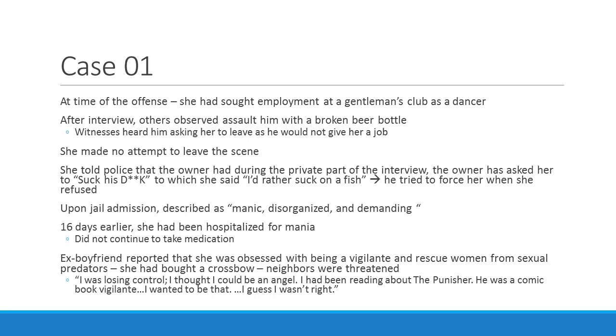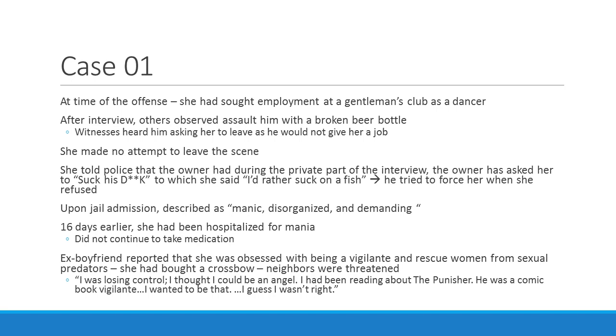Sixteen days earlier, that is prior to the offense, or alleged offense, she had been hospitalized for mania, and she had not continued to take her medication. I interviewed her ex-boyfriend as part of this evaluation, and he reported that she was obsessed with being a vigilante and rescuing women from sexual predators. She was quite manic. She had at one point bought a crossbow that she was going to use as a weapon, and shot this crossbow in the floor multiple times.